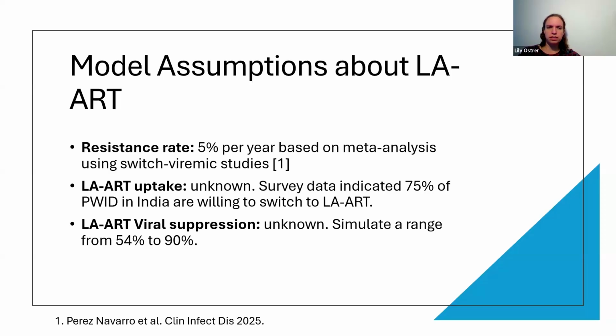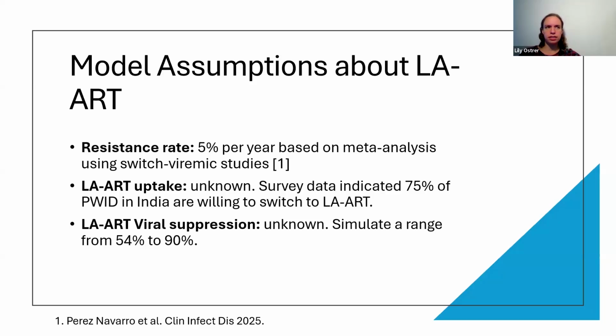So this was based on a meta-analysis that looked at mutation rate to cabotegravir in both what they called switch suppressed studies and switch viremic studies, looking at people that were switched to long-acting either with viral suppression or with viremia, and found that there was about a 5% annual mutation rate among those who switched to cabotegravir by viremic.